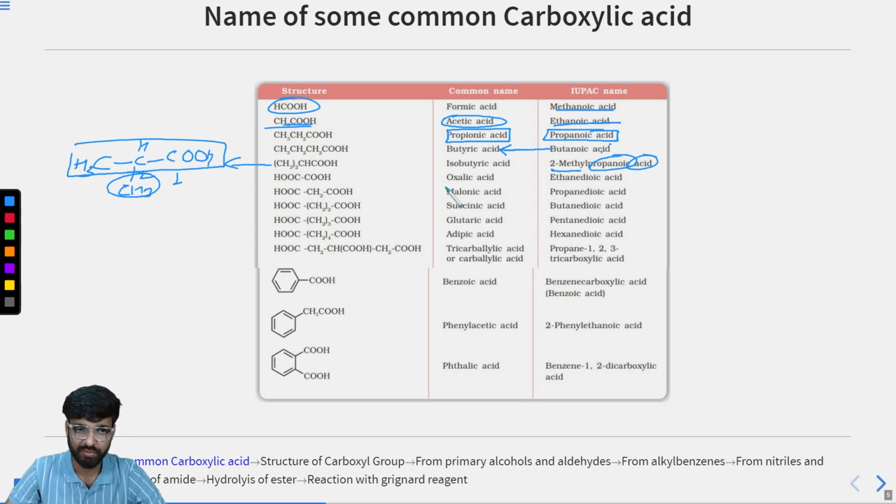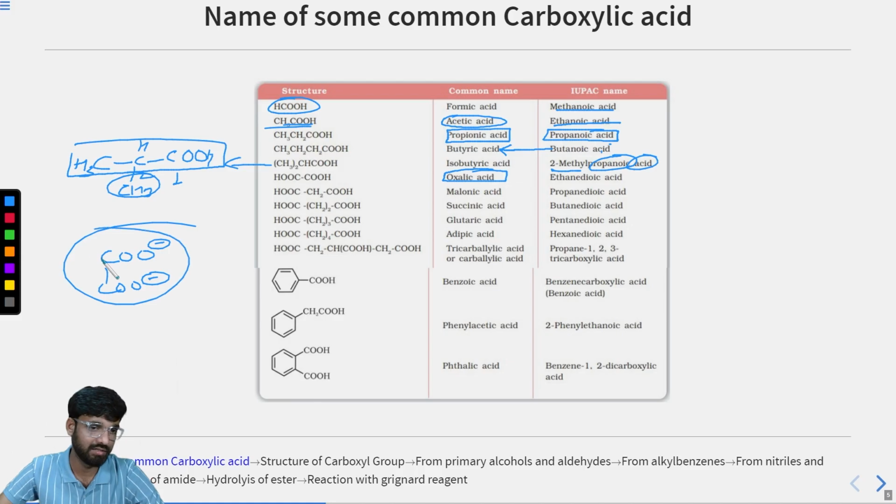The next group member is a dicarboxylic acid, as it has 2 carboxylic acids in it. Now the name is oxalic acid. If you have heard this term, I think you must have heard it. This is called the oxalate ion, and it is the most popular form, or you can say the common form, of this oxalic acid.